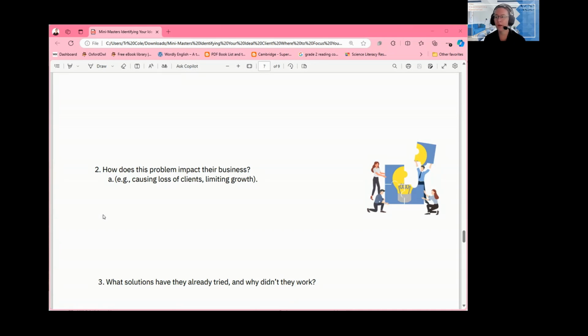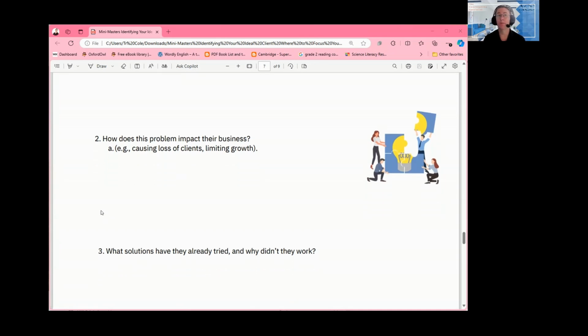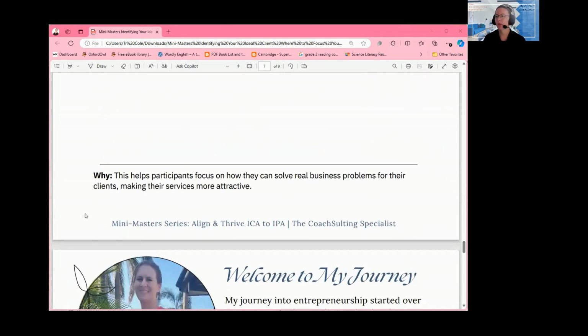But it's also important to know what they've already tried and didn't work, and maybe why it didn't work. Because sometimes it doesn't work because it wasn't properly executed, okay? Or feedback wasn't taken into account. Very good. Okay, so this helps you and your clients focus on what they can solve and makes your offers more attractive, okay? So here we have our workbook.